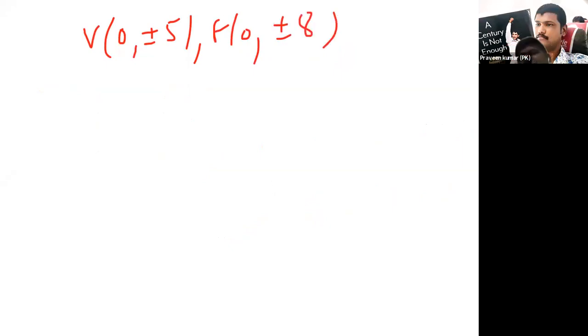What is the equation if the vertices are 0 comma plus or minus 5, foci 0 comma plus or minus 8? Do it, everyone.